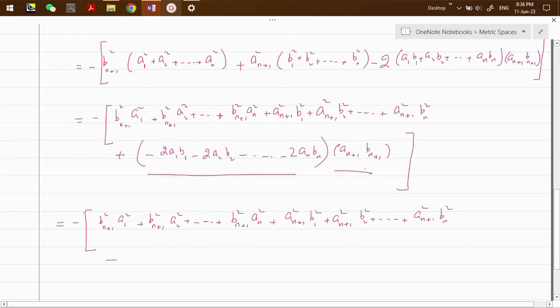and then what we are going to do here, we shall multiply this bracket with this one, so we get minus 2 times a(n+1) b(n+1) a1 b1 minus 2 times a(n+1) b(n+1) a2 b2 minus 2 times a(n+1) b(n+1) into an bn.